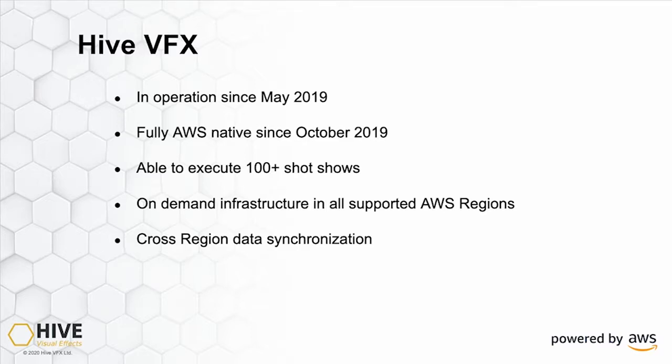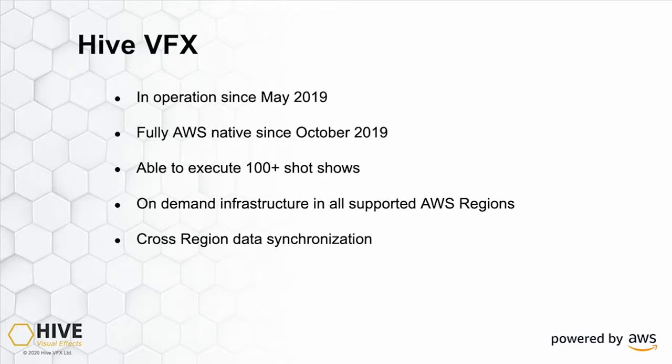With that being said, let me give you a few hard numbers on how Hive is operating. Hive has been in operation since May of 2019 and is fully AWS native since October of 2019. We're able to execute projects of any size, up to and including triple-digit shot shows. In order to make the best possible use of talent and tax credits across the globe, we provision on-demand infrastructure in all supported AWS regions worldwide.